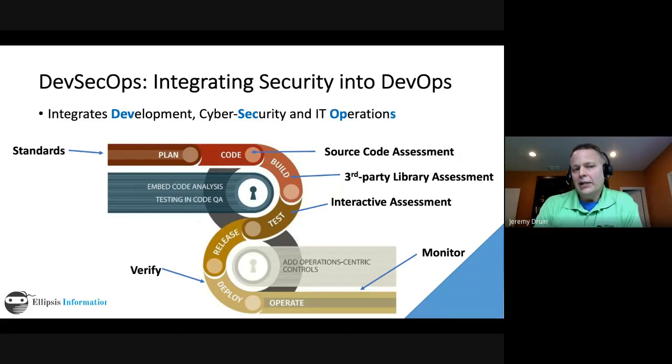To start, we have this term DevSecOps, which is really an amalgam of these, of course, acronyms. It's information security, right? So we'll have to have a minimum of 25 acronyms today. And it stands for Development, Cybersecurity, and IT Operations. And it takes the letters from each of those and combines them together.